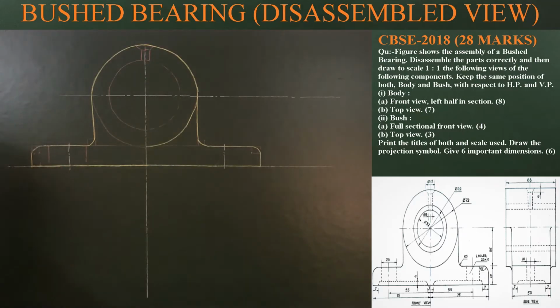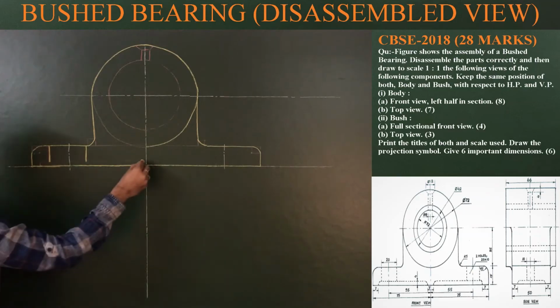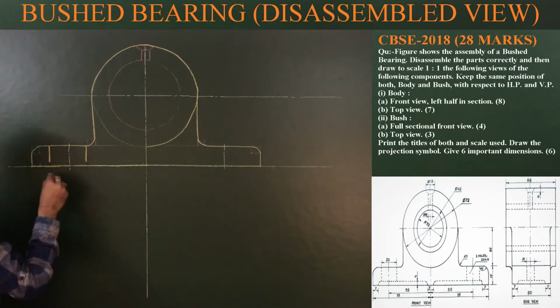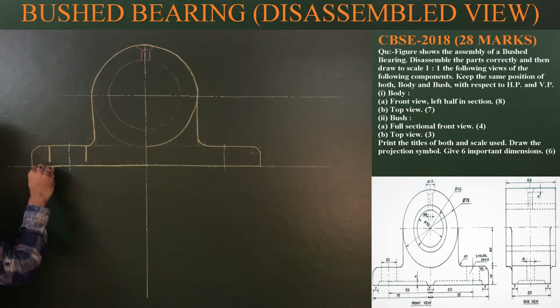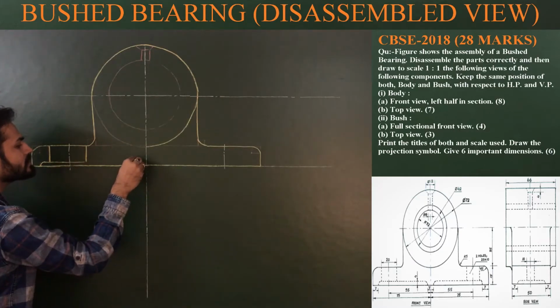Now the left part in section. So in the left part we have to show the edges of the bolt hole, and lastly the rectangular cavity with fillet radius 4, and here also the fillet radius is 4.